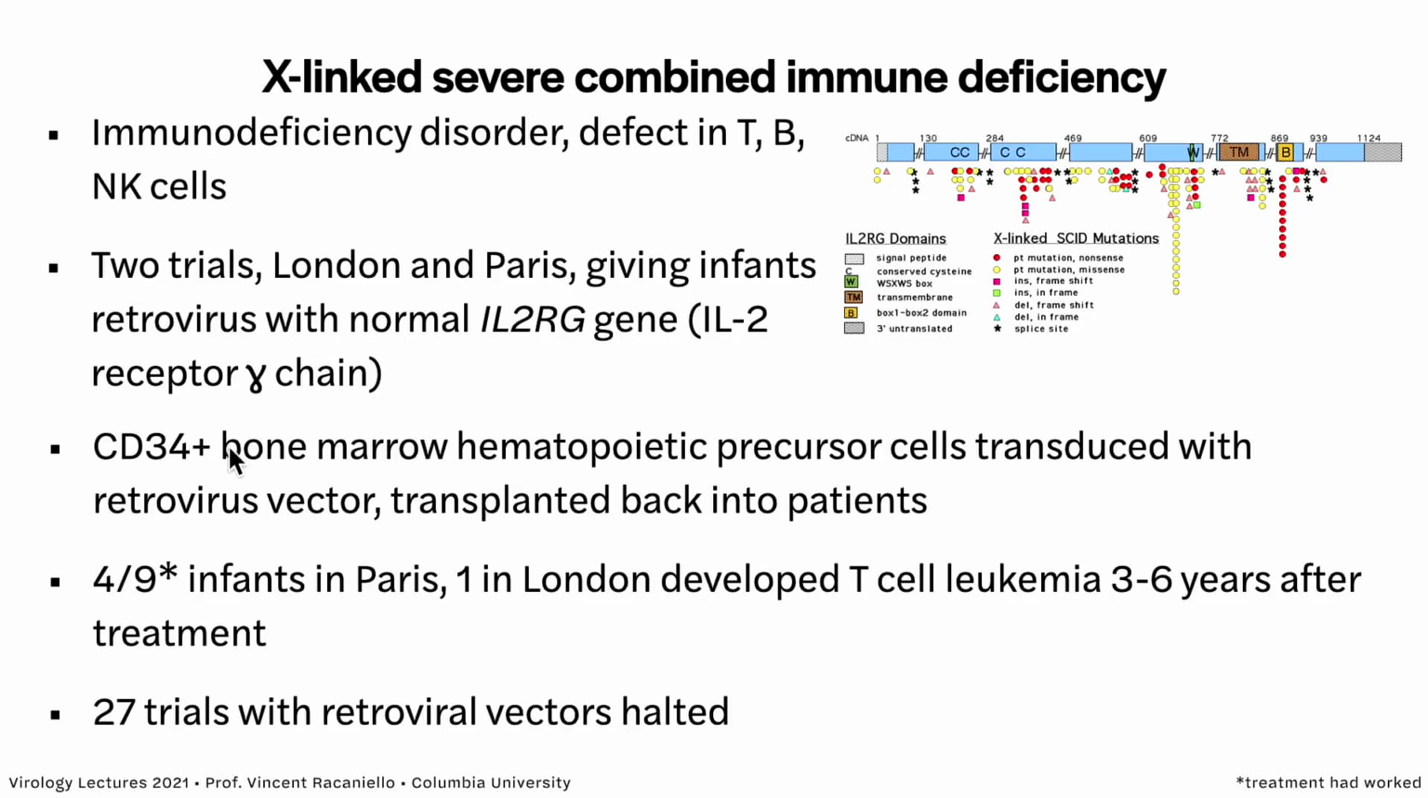So what they did is they took out bone marrow stem cells from these patients. They transduced them with a vector. Transduce means infect. Transduction, of course, is when you have a gene in your virus, you're delivering it. And then they put the cells back into the patients. The disease was actually reversed. Years later, 4 out of the 9 infants in Paris, these are infants now, and 1 in London, developed T-cell leukemia. 3 to 6 years. So their SCID was fixed, but then they developed leukemia. So they stopped. They had 27 trials of using these vectors, and they stopped them all. That's one of those dips in that chart that I showed you.